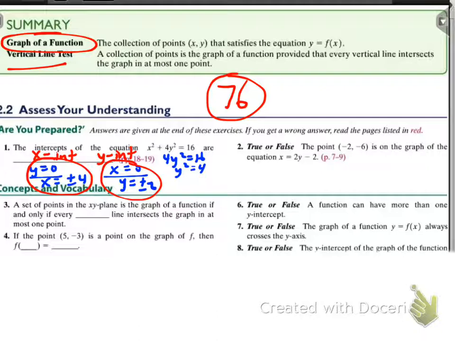Number 2, think to yourself, true or false, the point -2, -6 is on the graph of the equation. If you already paused it and answered this, then just pay attention. So x is equal to -2, y is equal to -6. If this ordered pair makes this statement true, then we're good. So 2 times -6 is -12, and then -12 minus 2 is certainly not -2, so this would be false.